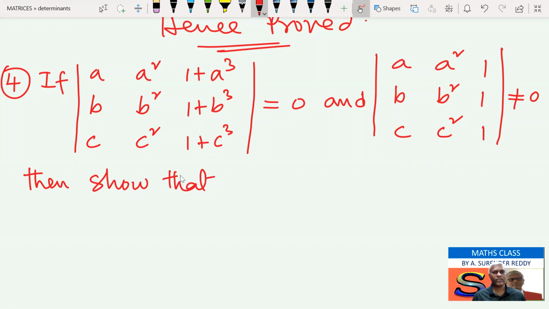ABC is equal to -1. Very important question.